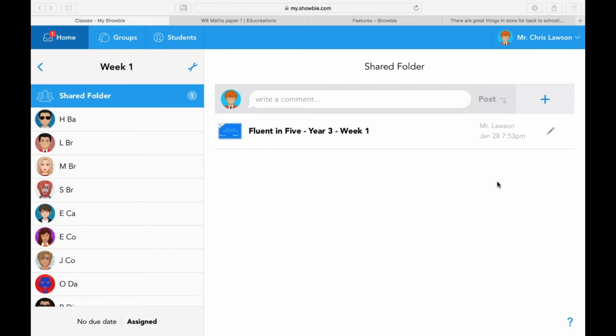Yeah, I'd hope so. Okay, another question here from Simon. How do your colleagues feel about using Showbie? I see you have marked and commented on work on weekends and late into the evening. Have your staff been comfortable with this?